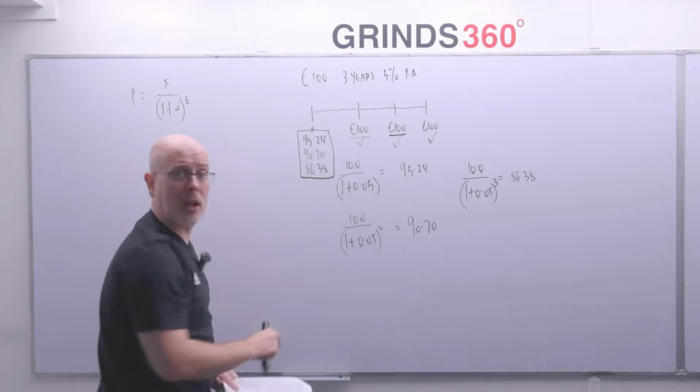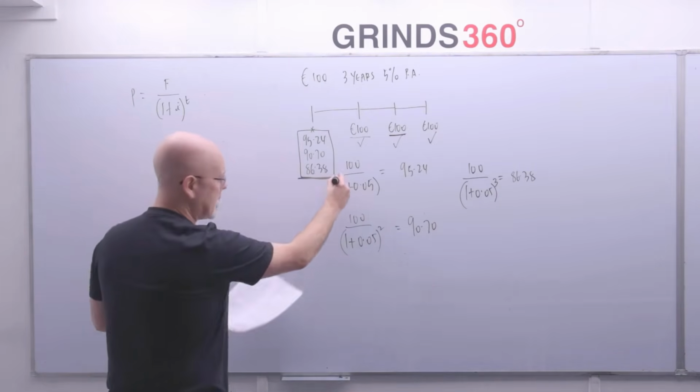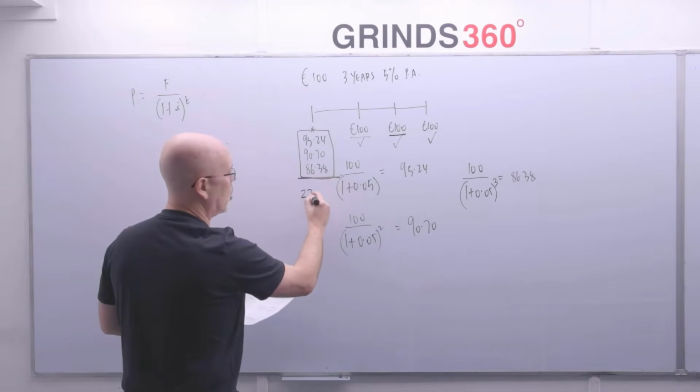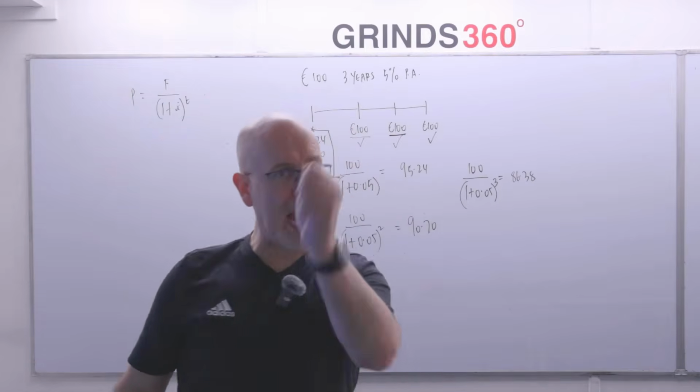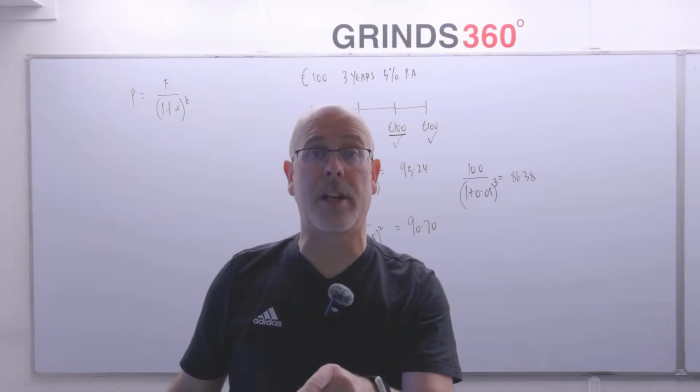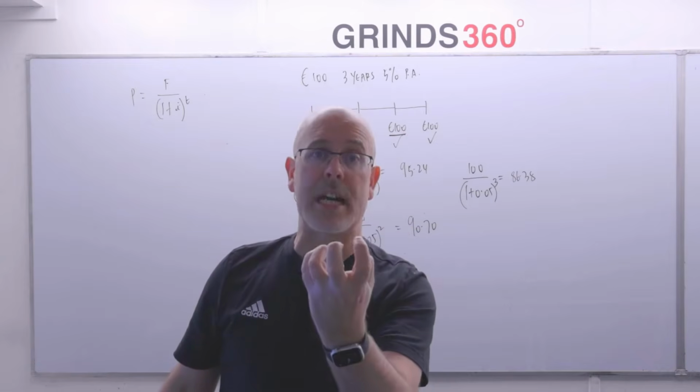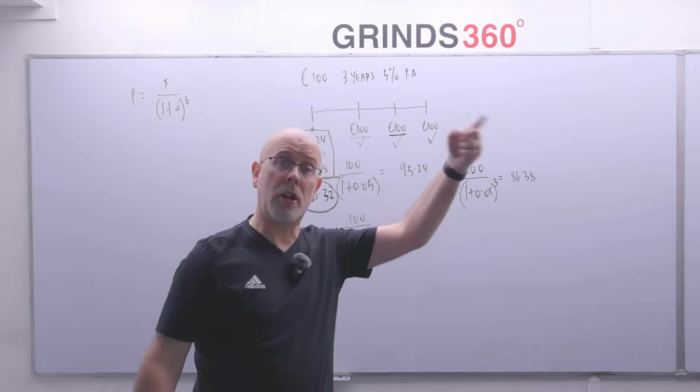So that's what your bank loans you. If you add those 3 together, you get 272.32. That's your loan. That's what the bank cuts you a check for. So when you borrow money from the bank, the check they give you is the present value, on the day you draw the loan down, of all the future payments you're going to make on that loan.